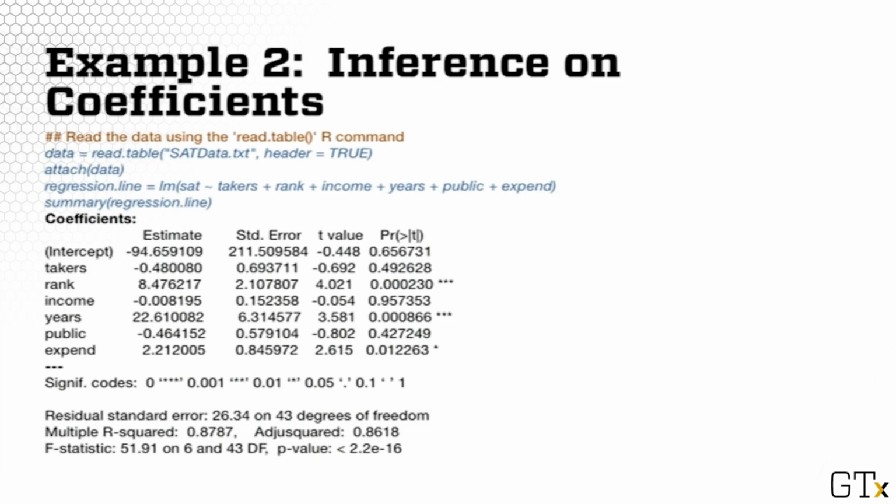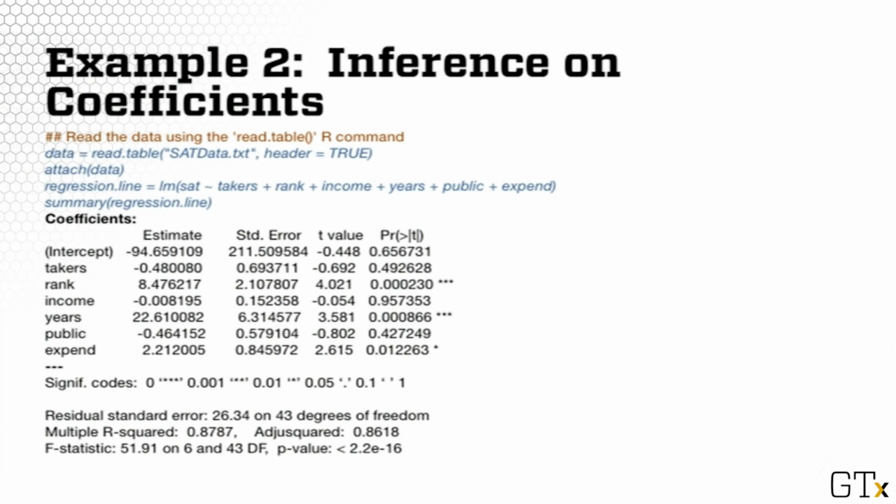So this is the output for performing the linear regression model for this particular example. In this example, we're going to read the SAT data. This data has a header, so the columns have names. We use the command attach, in order for R to use the columns in this data as individual objects. And the regression command, again, we're going to use LM.